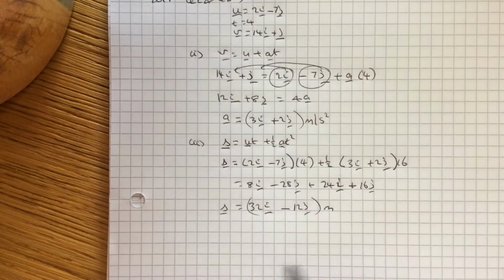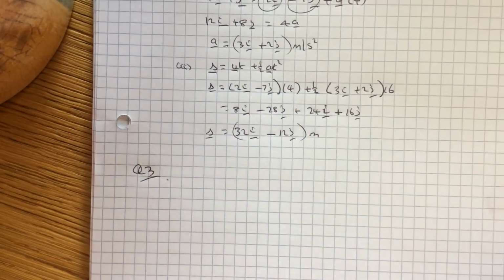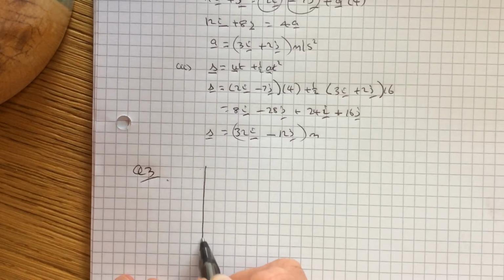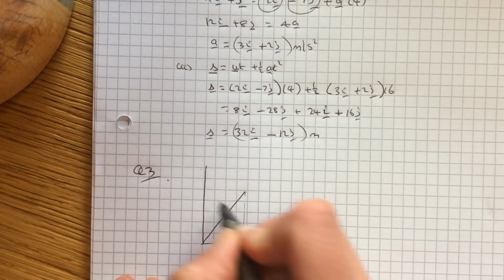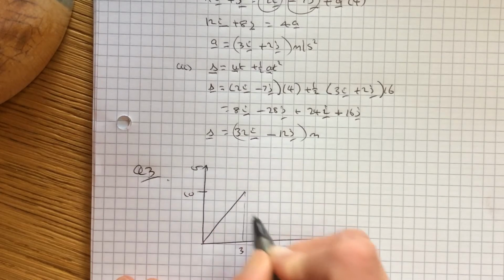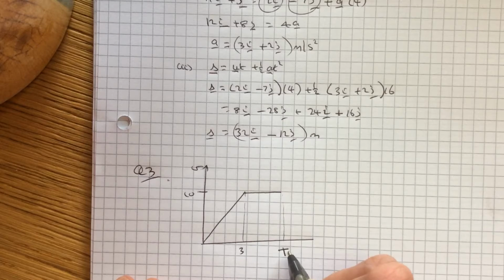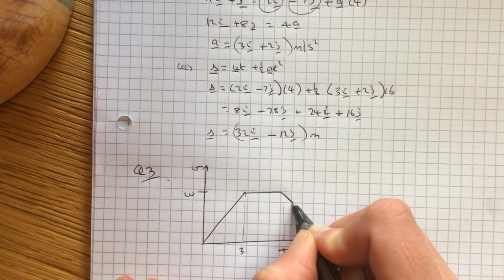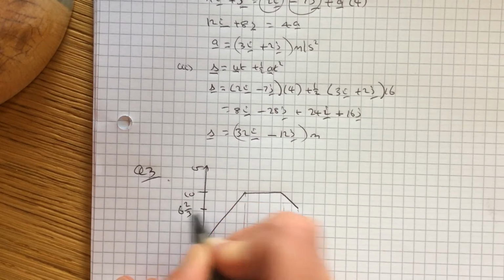We also have to do, from that paper, question 3. It shows you the graph. I'll just quickly sketch out the graph here. So this first one is 3 up to 10. It's a velocity time graph. And then it holds that constant until time t, and then it goes down to here, and then it just stops. And that bottom height is 6 2/3.